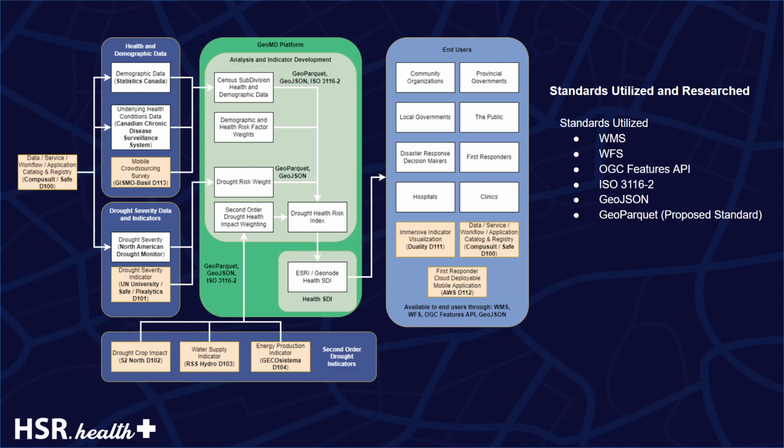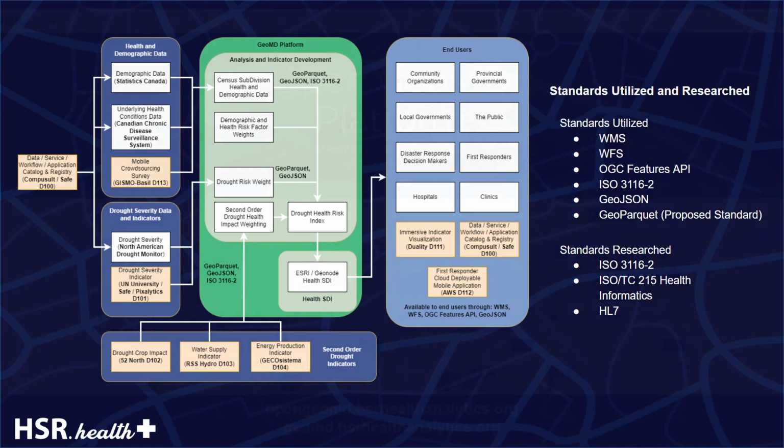The primary standards utilized for the Drought Health Risk Index include WMS, WFS, OGC Features API, ISO 3166-2, GeoJSON, and GeoParquet. During this pilot, we began researching standards relevant to the data utilized, including ISO 3166-2, ISO TC 215 Health Informatics, and HL7. Future pilot efforts should continue to explore standards relating to health and demographic data and data exchange.